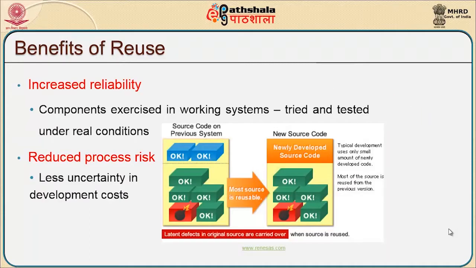Now that we have looked at a lot on the reuse perspective, let us see what are the benefits of this reuse. Because of reuse, we have increased reliability. Components exercised in working systems, tried and tested under real conditions, that were working fine, that were proved to be the best and had a prototype and a standard, can now be utilized and are more reliable. And this has reduced process risk, with less uncertainty in development cost.